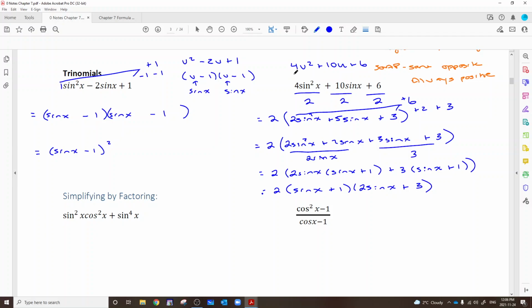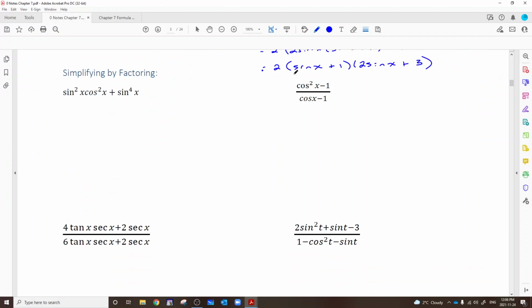Okay, so why are we learning how to factor? Well, the whole point of this chapter is simplifying. So now we're going to learn how to simplify by factoring. So if I look at this expression, hopefully you're starting to look at it and it's screaming at you that there's a common factor between these two terms. If you see it, it should be sine squared x that can come out of both of these terms. Okay, so if I pull out the sine squared x, what would I be left with?